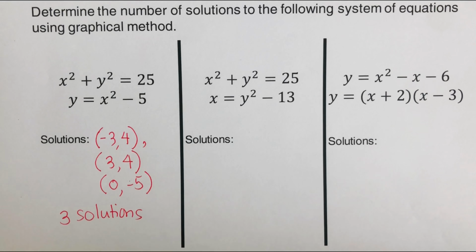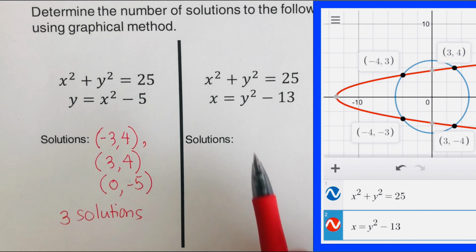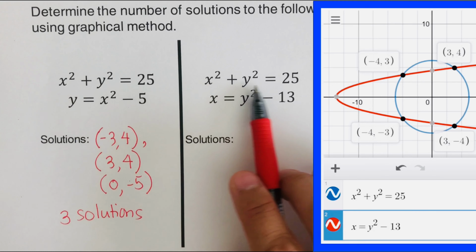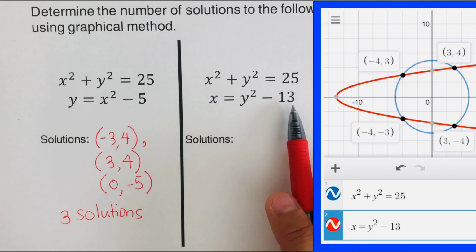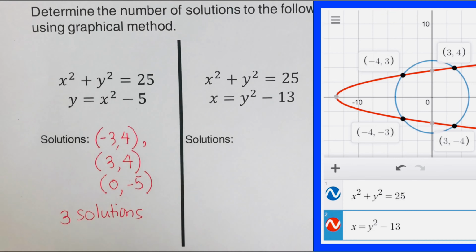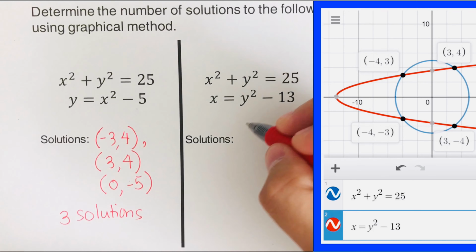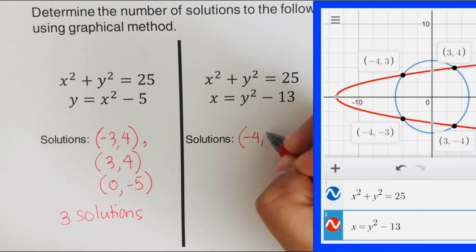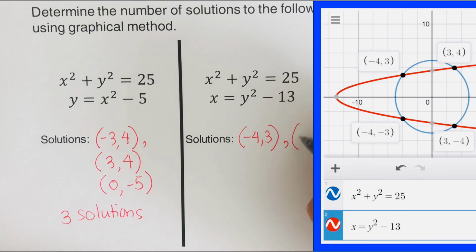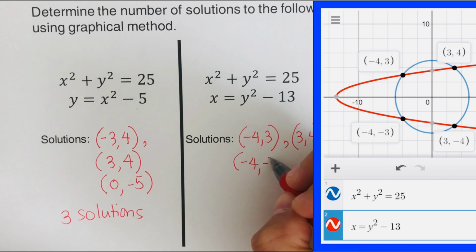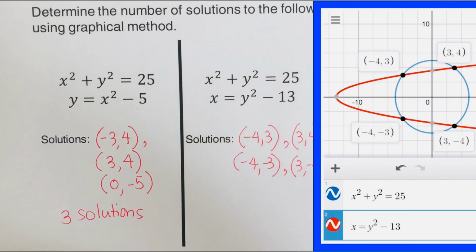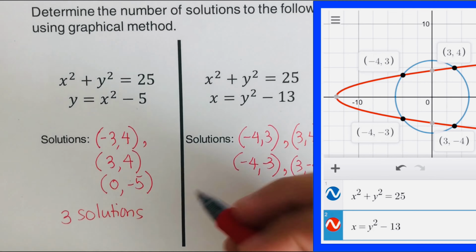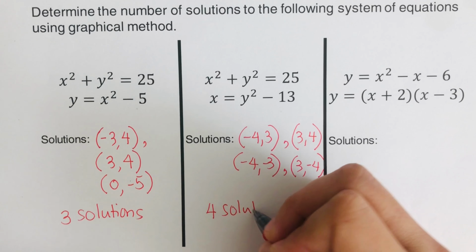On the side, you will see the graph of the two equations, and we can see that this blue circle and this red horizontal parabola are touching each other at 4 points. So there are 4 points of intersection, and these points are negative 4, 3. We also have 3, 4. And we also have negative 4, negative 3. And we have 3, negative 4. So there's like 1, 2, 3, and 4. So pretty much it has 4 solutions.